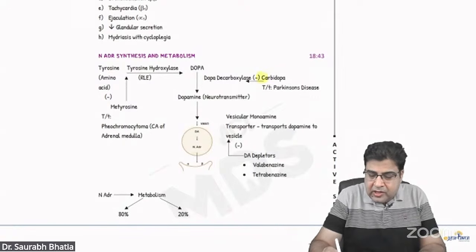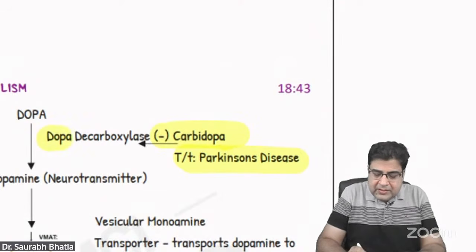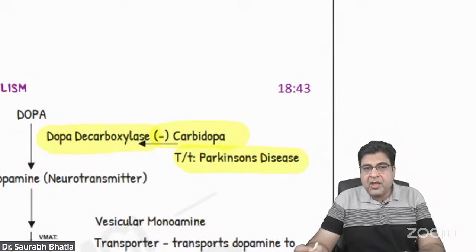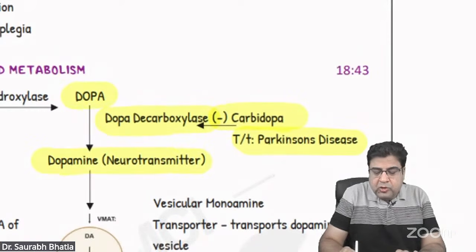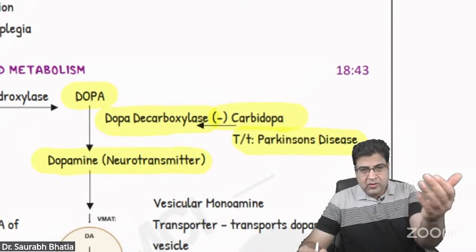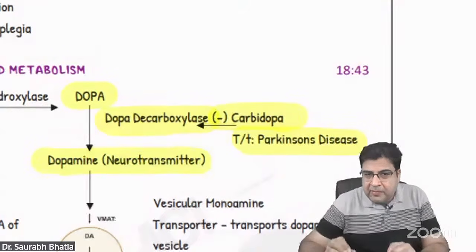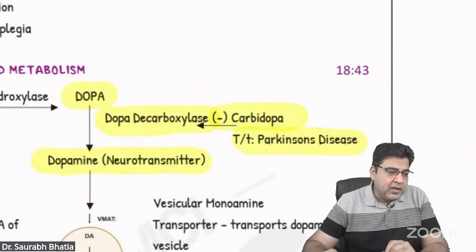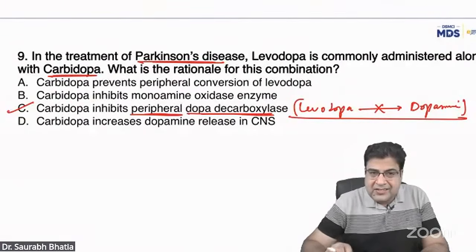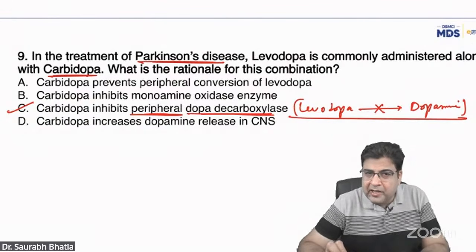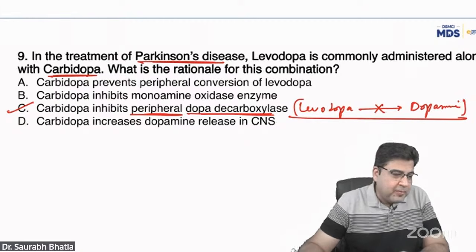And this is carbidopa. You can see carbidopa is given for Parkinson's disease. The basic purpose is that it is an inhibitor of the dopa decarboxylase enzyme. So carbidopa inhibiting dopa decarboxylase inhibits the conversion of dopa to dopamine. Instead of writing dopa, they have given you levodopa. So the dopa to dopamine conversion is inhibited by inhibiting the peripheral conversion, which is done by carbidopa. This is directly taken from our notes. So question number 9, the answer is C. Carbidopa inhibits the peripheral dopa decarboxylase and therefore inhibits the peripheral conversion of levodopa to dopamine.